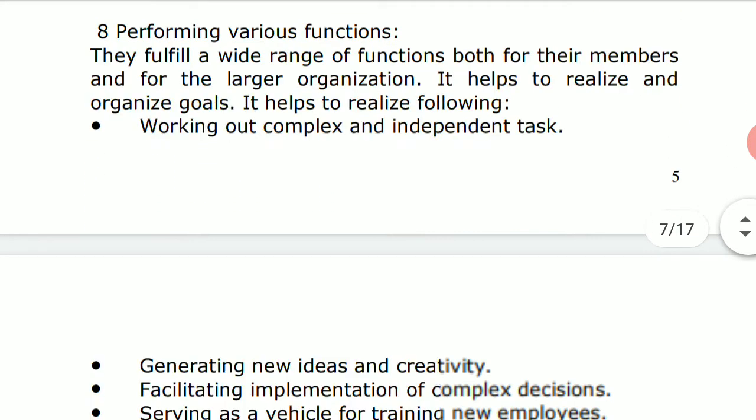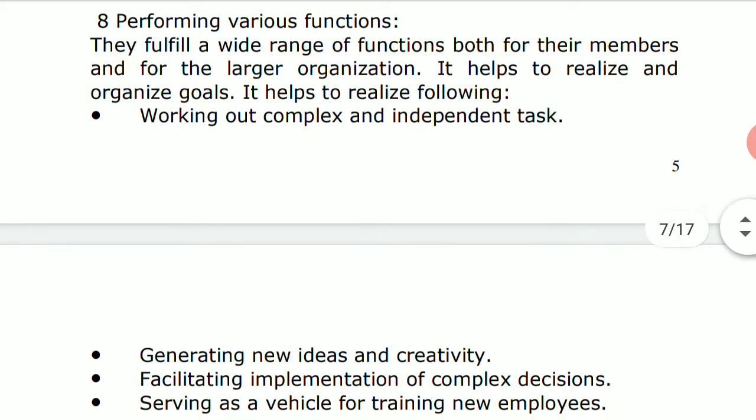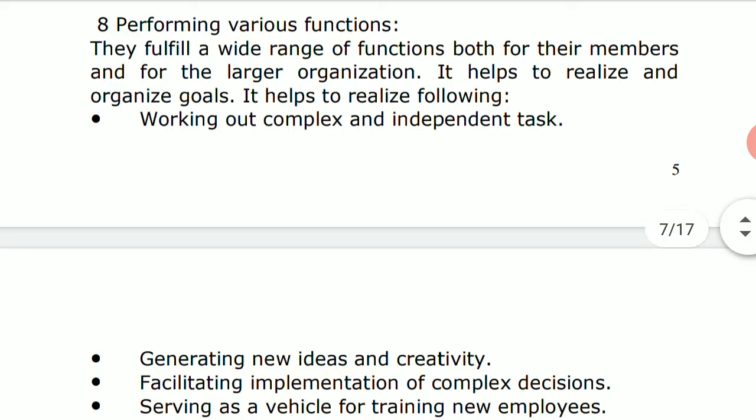Eighth is performing various functions. They fulfill a wide range of functions both for their members and for the large organization. It helps to realize and organize goals. So it helps to realize following. That means various functions can be performed when you are in a group, and that is why it is important.